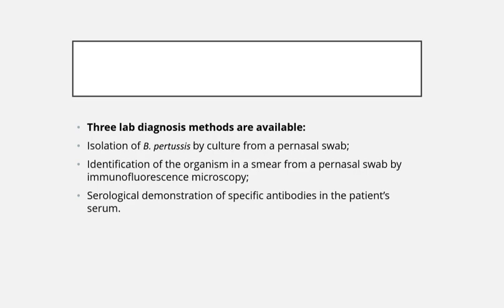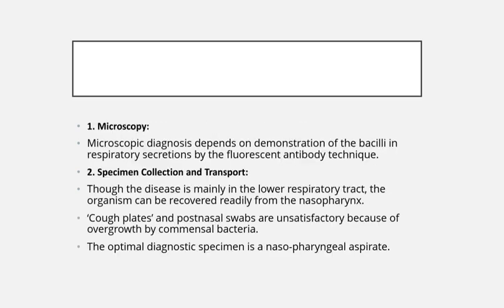Isolation of B. pertussis by culture from a pernasal swab. Identification of the organism in a smear from the pernasal swab by immunofluorescence microscopy. Serological demonstration of the specific antibodies in the patient's serum. One is microscopy. The microscopic diagnosis depends on the demonstration of the bacilli in the respiratory secretions by the fluorescent antibody technique. Specimen collection and transport.